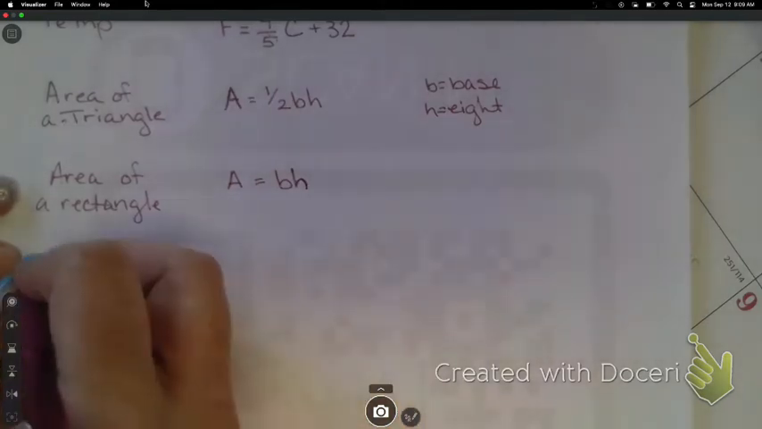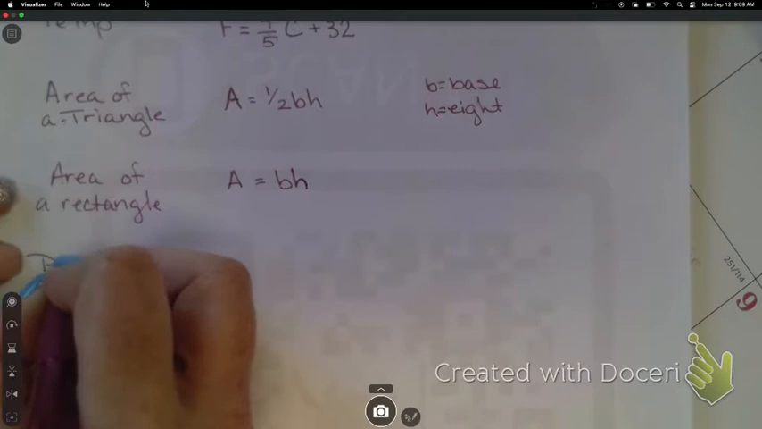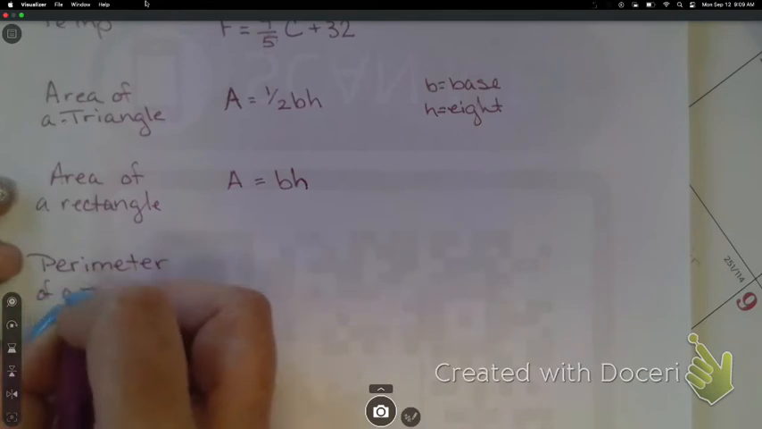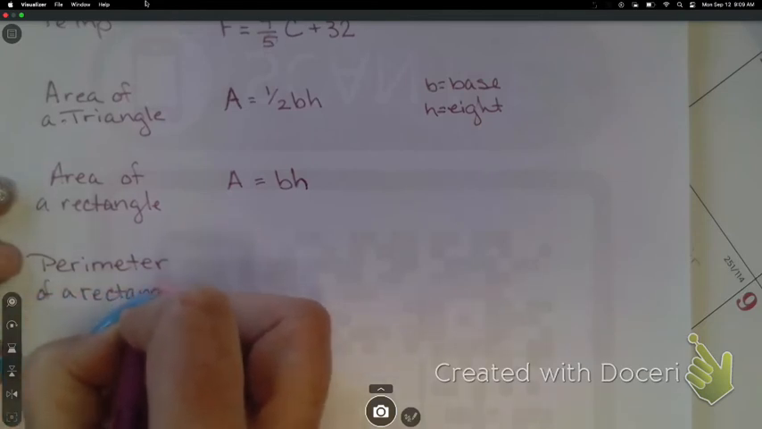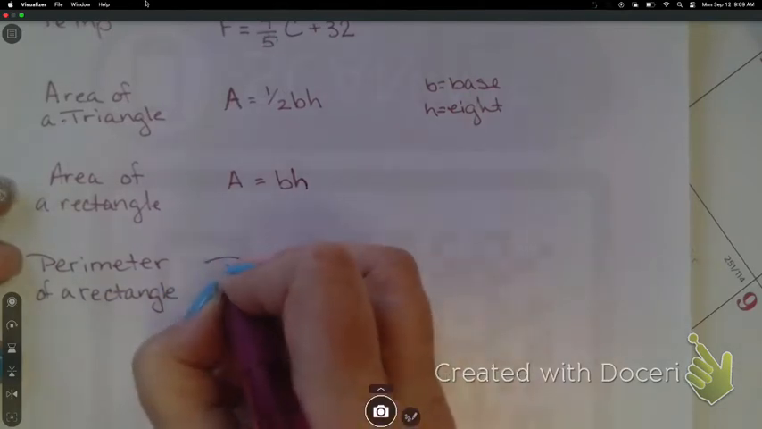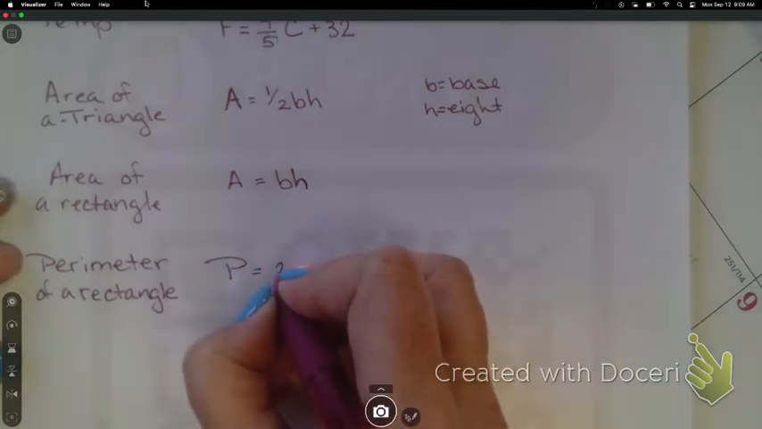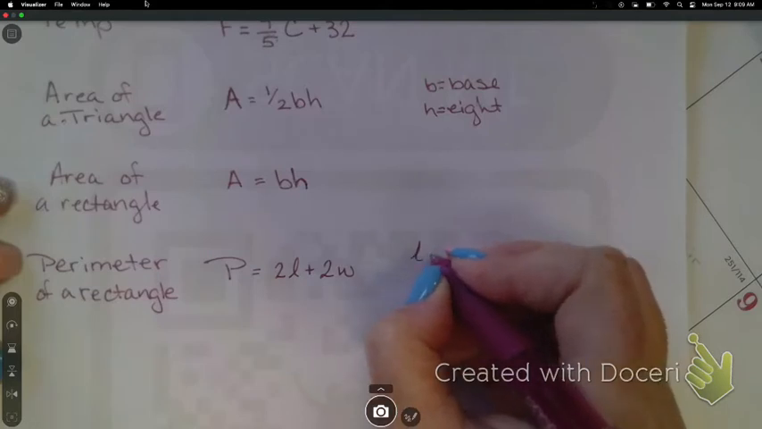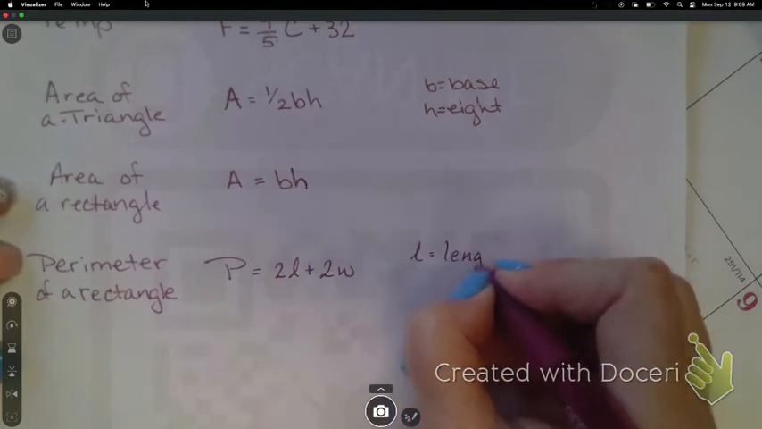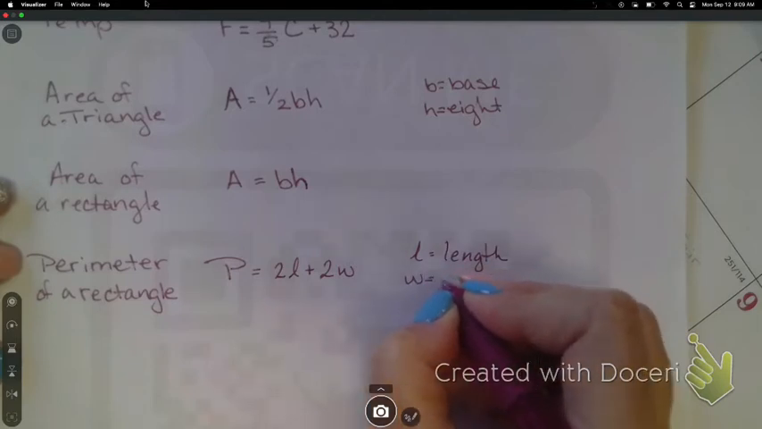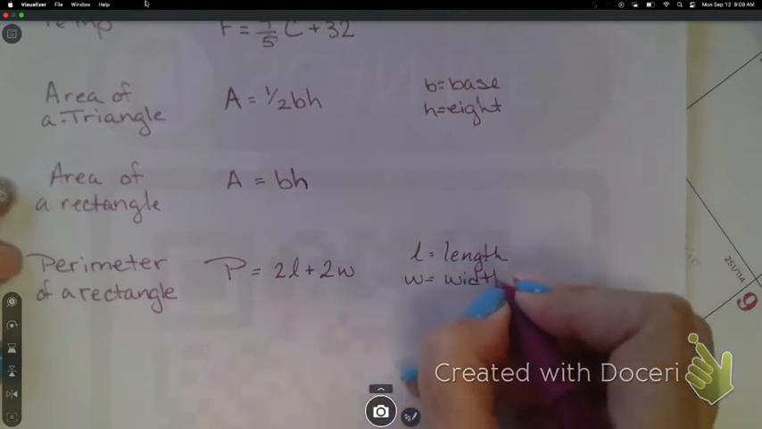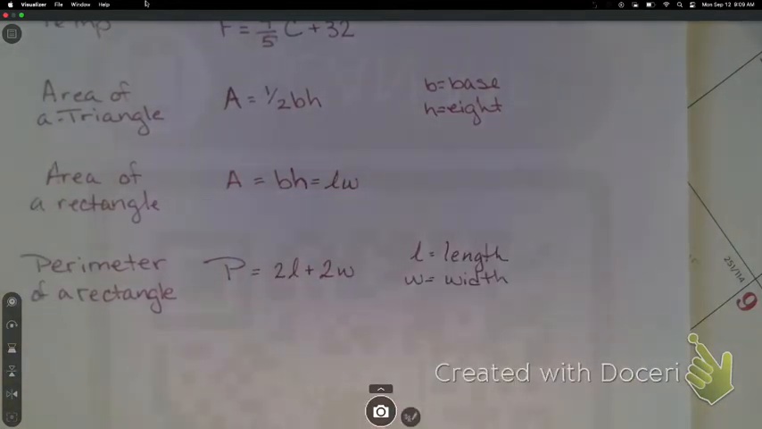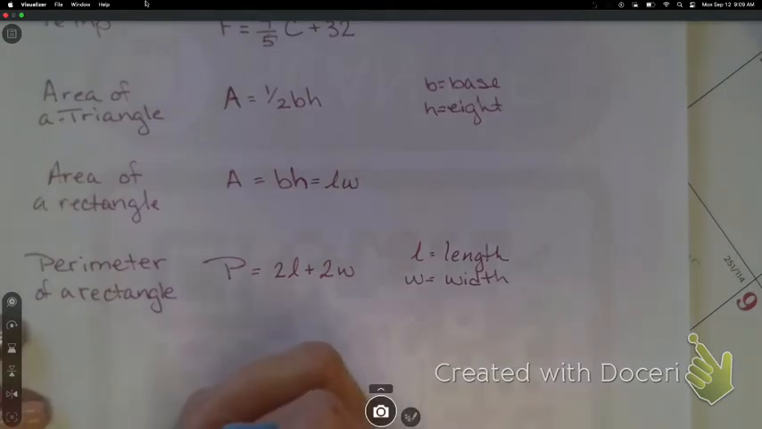Perimeter of a rectangle. You just add all sides. Now, I think it's funny that they're putting this because you've already had several problems that dealt with the perimeter, right? So P equals 2 times L plus 2 times W. What is L? Length. And what's W? Width. Now up here, could I also say length times width for area of a rectangle? Yes.